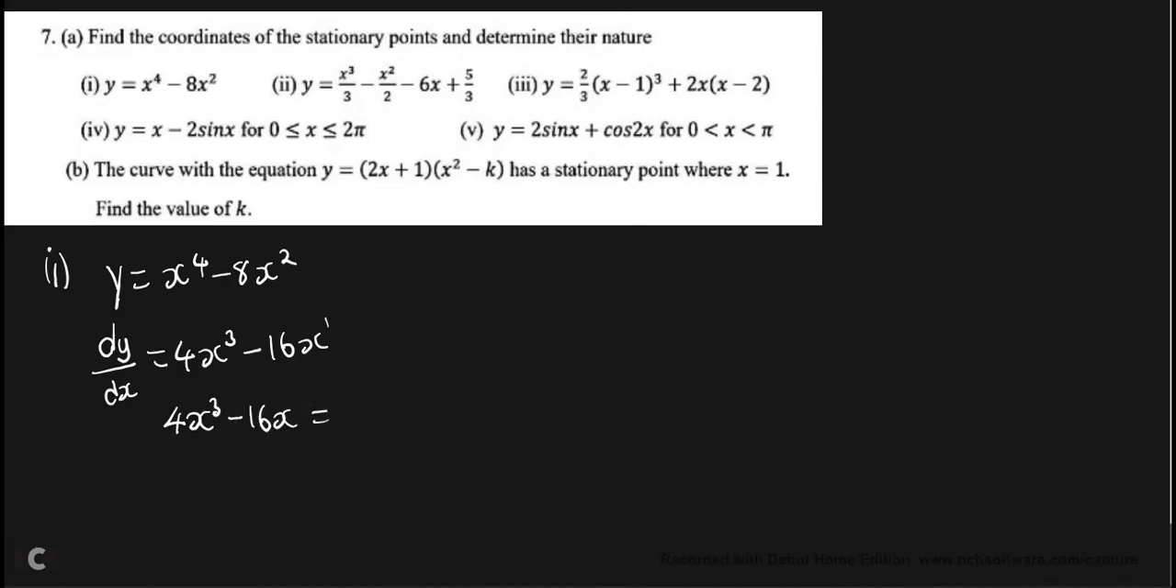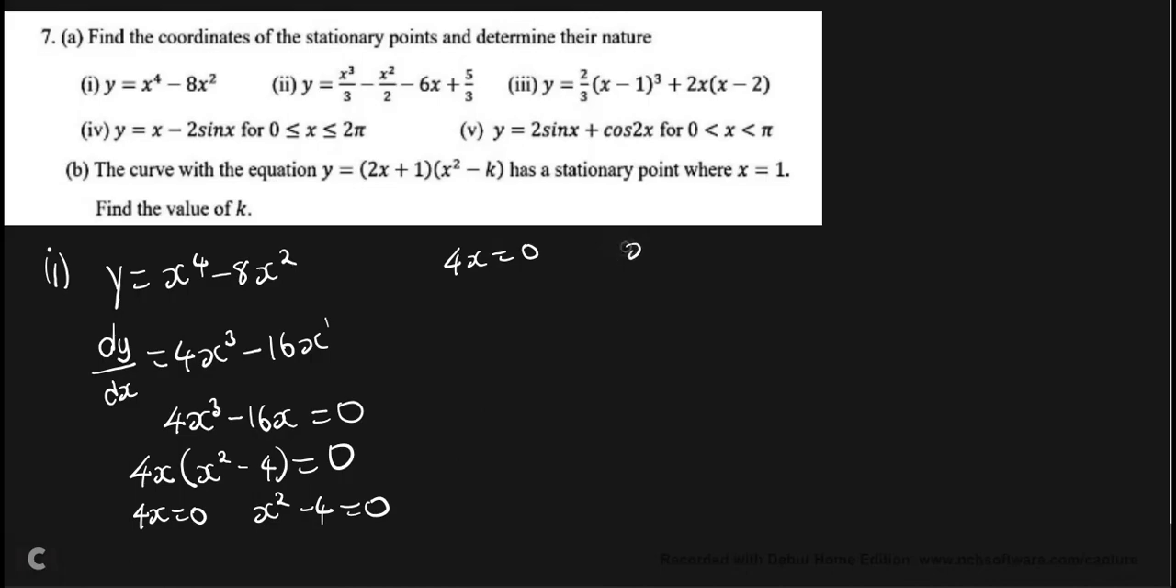Then from there, you equate it to 0. Why are we doing that? So that we can find out the stationary points. What's common here is 4x. So what remains is x squared minus 4, equated to 0. So 4x equals 0, then x squared minus 4 equals 0.